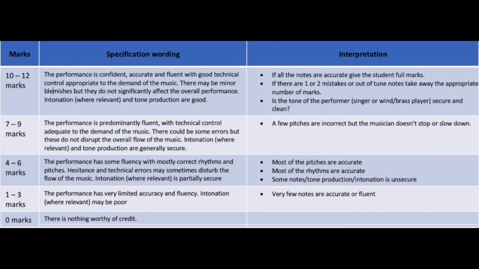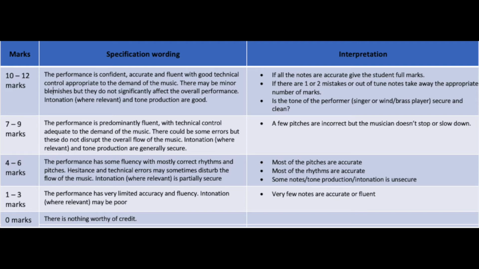If there are one or two mistakes or out of tune notes, take away an appropriate number of marks. So if they make one or two mistakes, I'd give them maybe 11 marks. And if they make 3 or 4 mistakes, maybe give them 10. Now, intonation means tone production. So is the tone secure? If you're thinking about a singer, are the notes crisp enough? Are they singing accurately? Are their notes at an accurate pitch? If it's a wind or a brass player, you're thinking about is the note solid? Is it strong? Does it waver? If it doesn't, then the intonation's good.